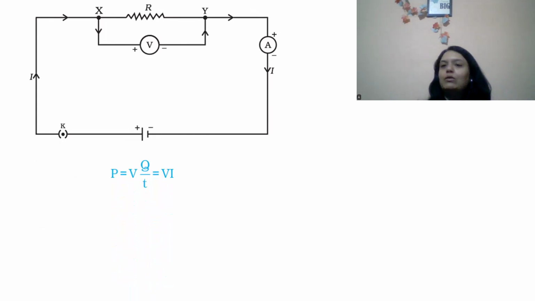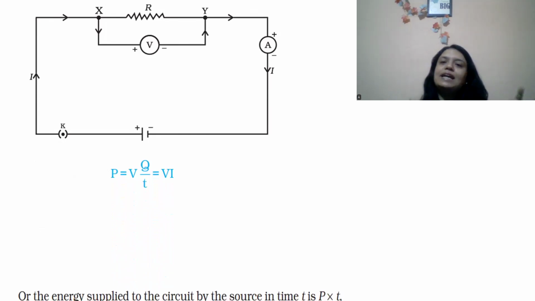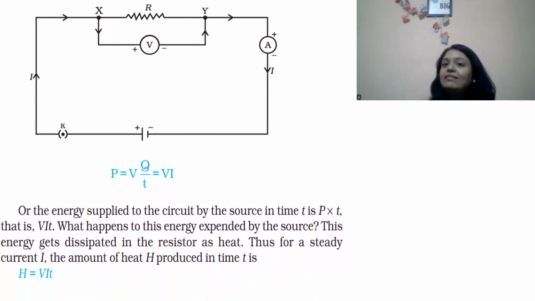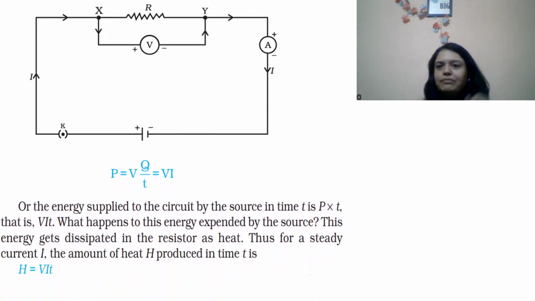So we got our power, right? Now after getting the power, we have to find the energy from the same formula. So what is the energy now? As you can see here, the energy will be nothing but power into time. My power is VI, so if I multiply it with time, that is VIT, that is my energy, right?